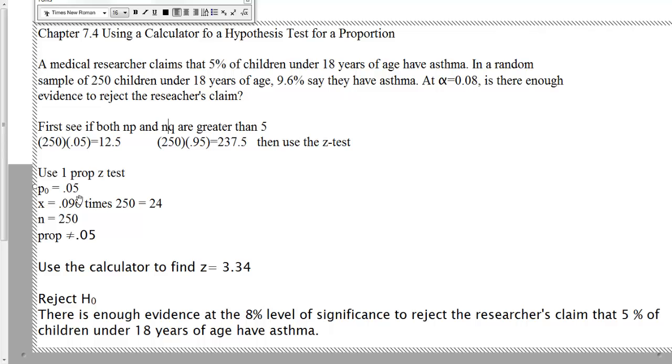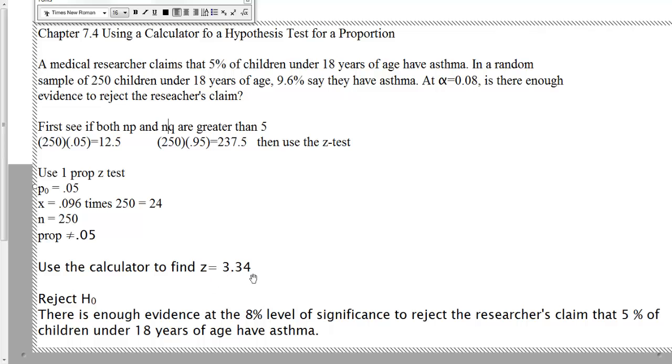And p0 is the 5% that you see here, the claim. x is going to be the 9.6%, which I'm going to change to 0.096 to write it as a decimal, times n, which is 250. That gives me 24 for x. Then n is 250, and my claim is going to be that it's not equal to 0.05. If it said it was less than 0.05 or more than 0.05, then I would use a less than or a more than. But since it doesn't say either one of those, it's going to be not equal.